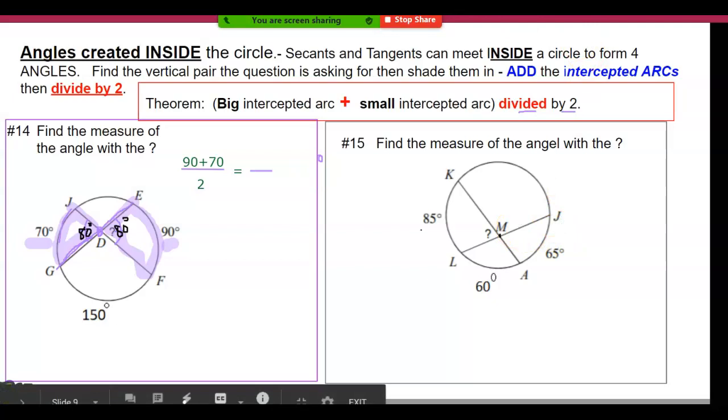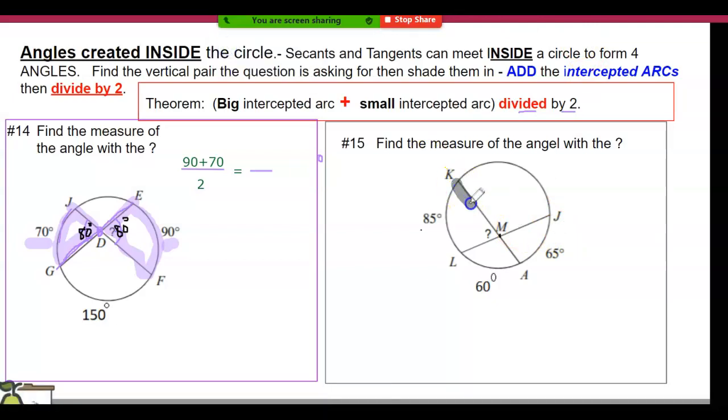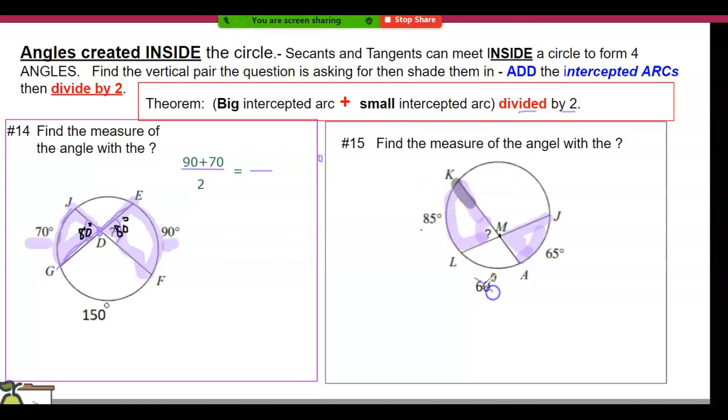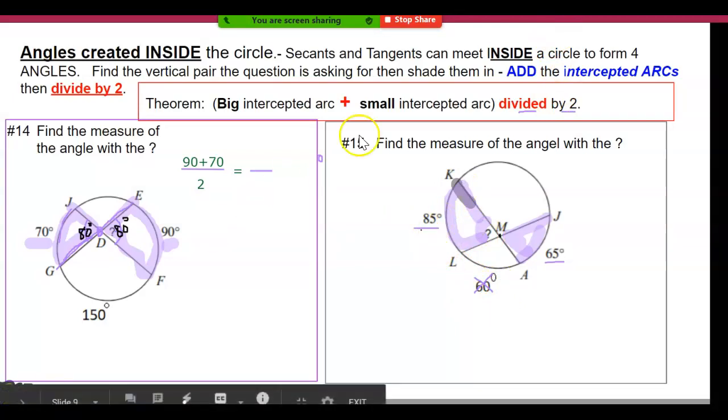Try number 15. This is the angle they want, because they have the question mark there. That angle intercepts this arc, KL, and its vertical angle intercepts this arc, JA. So I am not going to use the 60 degrees. You're going to have 85 plus 65. So the best thing to do is figure out which one you're not going to use, cross it out, and then go ahead and solve it. Go ahead and try it.